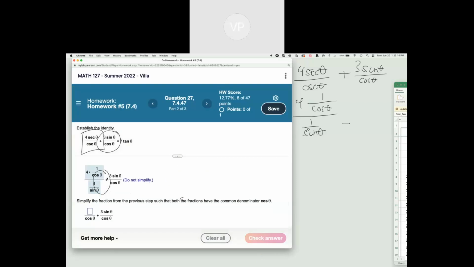Okay, yeah, they gave it to us. But what I would rather you guys do is take this a step further on the left. Get used to simplifying. Okay, this should become 4 sine theta all over cosine theta. So all I did was I multiplied by the reciprocal of that fraction that I was dividing by. And this is what I have.